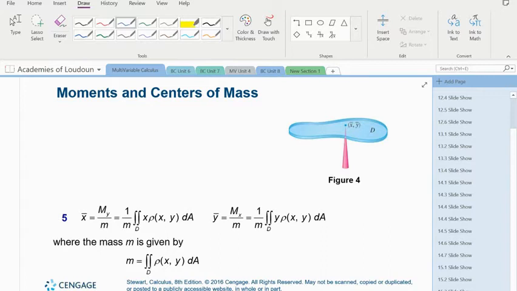And the coordinates x bar and y bar of the center of mass of the lamina occupying region D, with density function rho of xy, are given by these two equations, where x bar is our moment in the y direction divided by the mass, or 1 over the mass times the double integral of x rho of xy dA, and y bar is the moment in the x direction divided by the mass, equal to 1 over the mass times the double integral of y rho of xy dA. And then the mass is given by this integral.